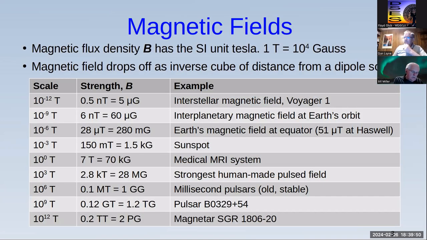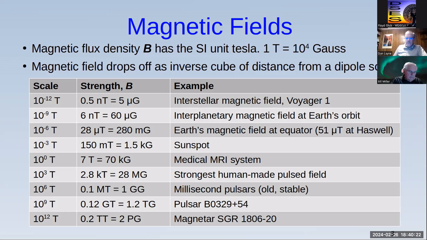So to start, magnetic flux density. I'm going to be using bold font B because B is actually a vector. So it has three components, X, Y, Z, but we're just going to be talking about the total magnitude here. B has the SI unit Tesla, and we'll use both Tesla and Gauss. And keep in mind, the magnetic field drops off as the inverse cube of distance from a dipole source.